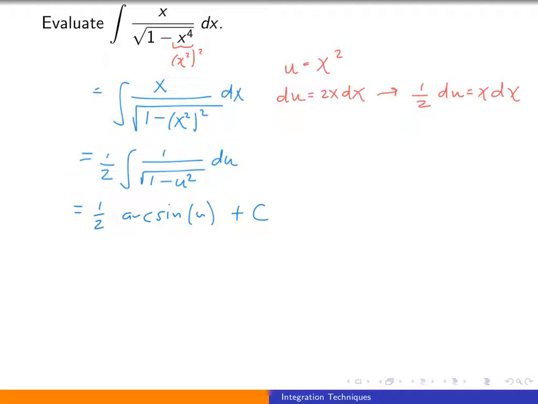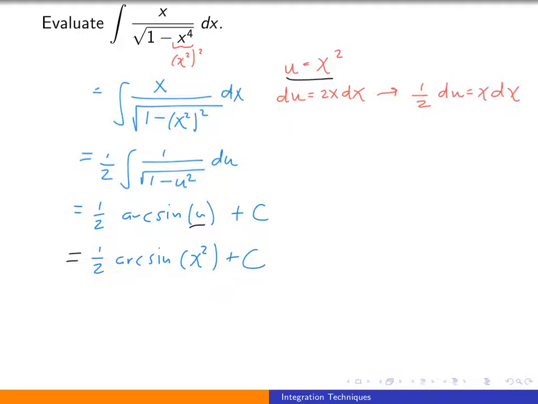And the last step would be to resubstitute. The original variable was stated in terms of x, so we replace each of the u's with x squared. So this would be 1/2 arcsine of x squared plus c.